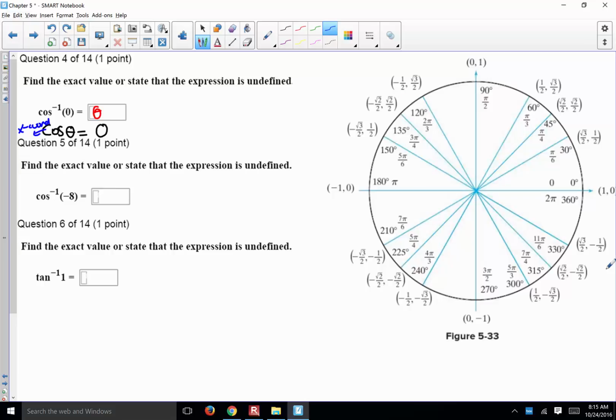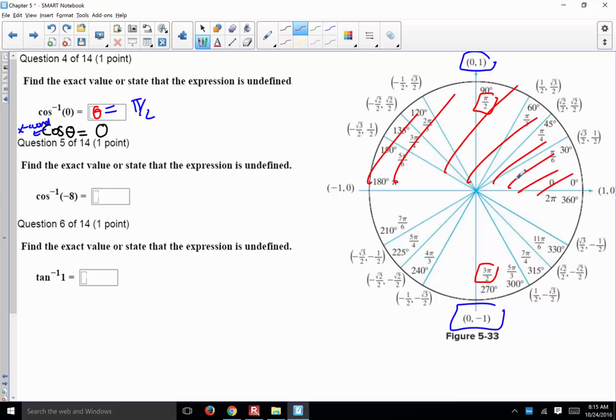90 and 270. Yes, it's these two. So we need to pick one. Which is the right answer? Is theta pi over 2 or 3 pi over 2? Which one? Pi over 2. Because when it comes to deciding cosine inverse values, we consider the upper half of the wheel. It needs to be one to one. You need to come up with a single unique answer.